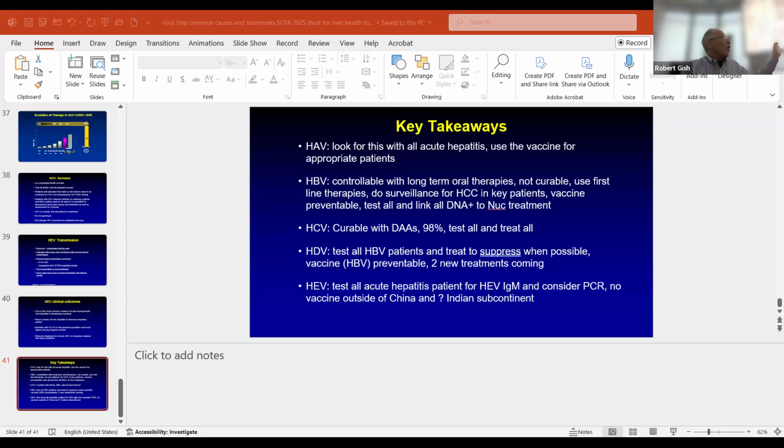This is another slide on all the drugs in development. They're going to get there. And yeah, I think that's pretty much it. There's a bunch of others. And these are all the people that gave me slides.